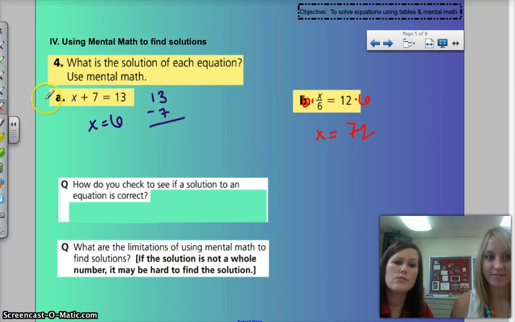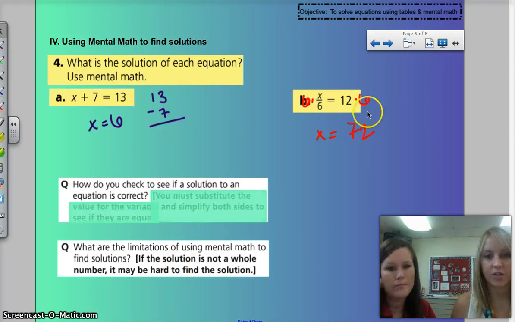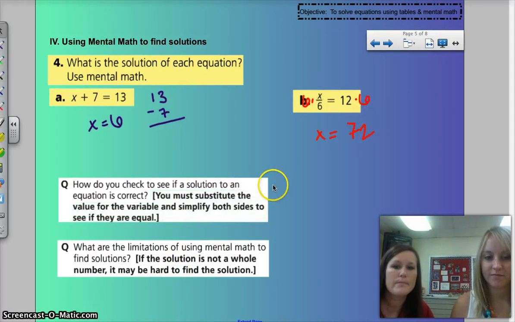How can you see if a solution is correct? Plug and chug. Substitute it back in. Let's keep moving.